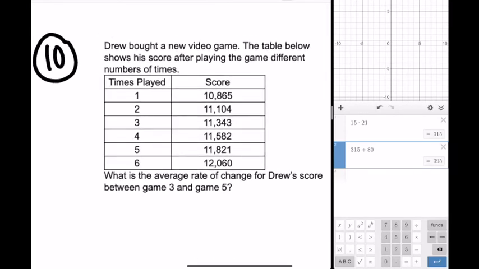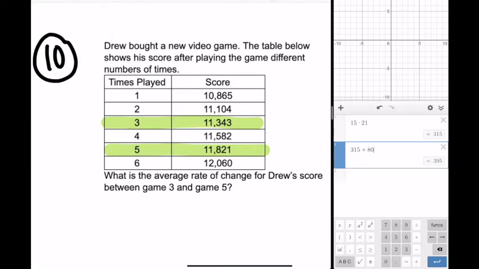Drew bought a new video game. The table below shows his score after playing the game different numbers of times. What is the average rate of change for Drew's score between Game 3 and Game 5? So between Game 3 and Game 5, those are the 2 points that we're looking at.